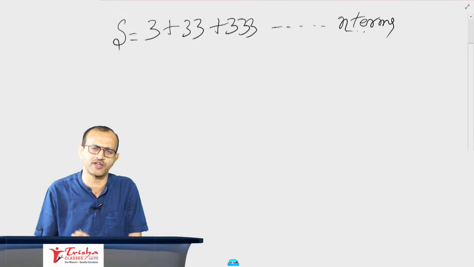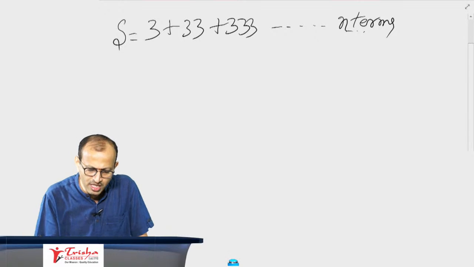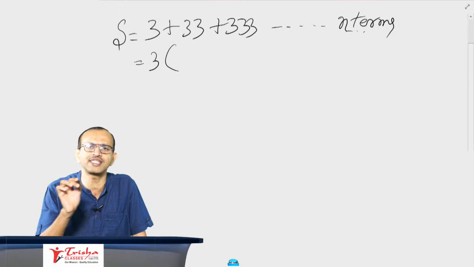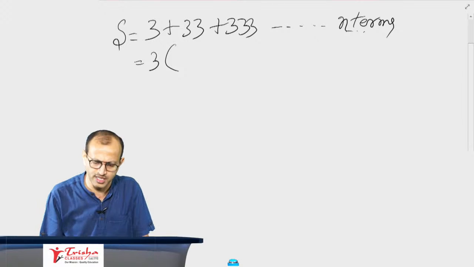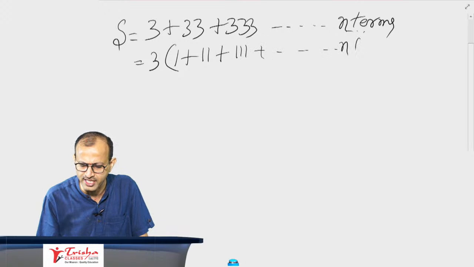N is also not given. In the option also there was n, so n will be n only. What I will do is take 3 common. 7, 77, 777, take 7 common. 8, 88, 888, take 8 common. So it will be 1 plus 11 plus 111 up to n terms. First step, I think simple.